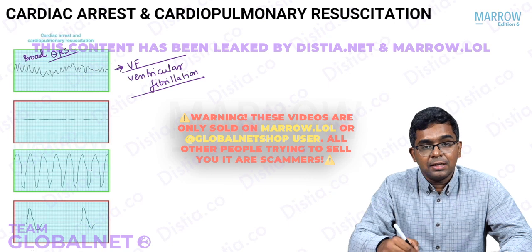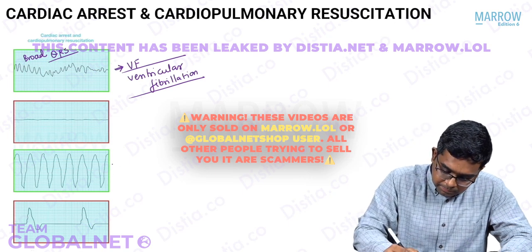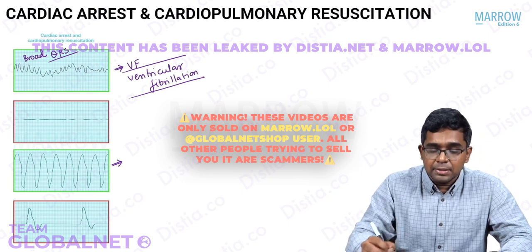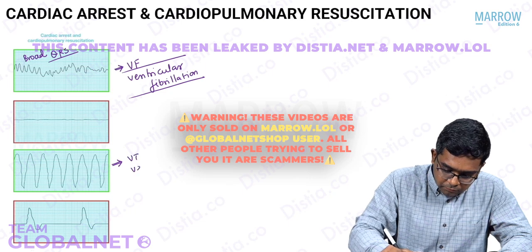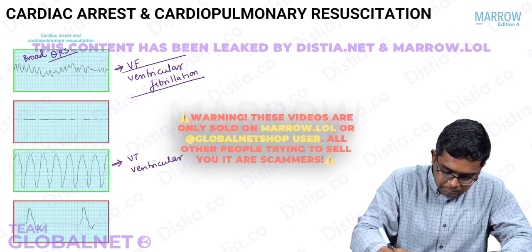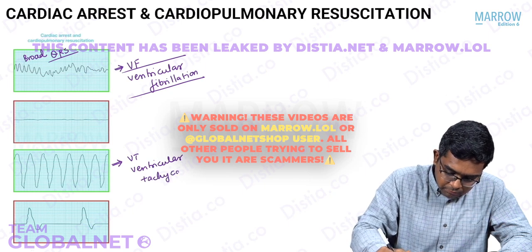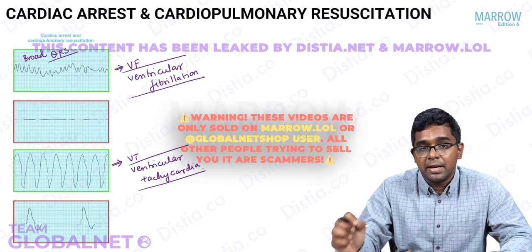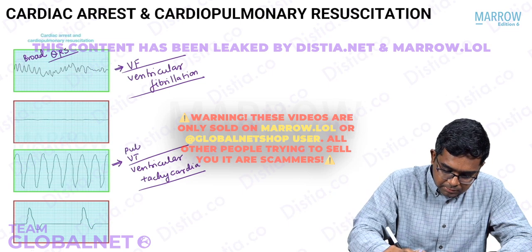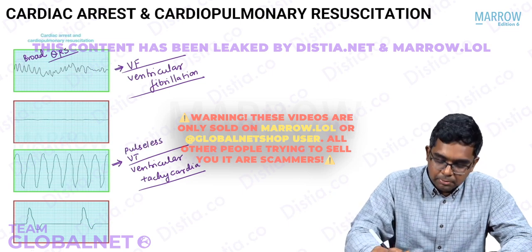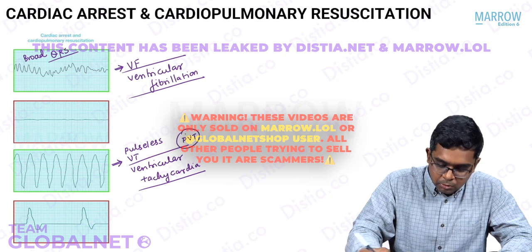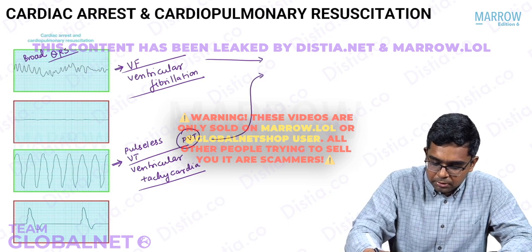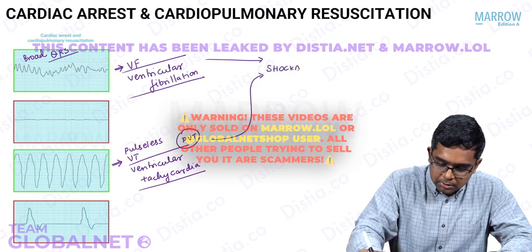Now, look at the third picture. The third picture is again a broad QRS complex, but it looks like a more regular rhythm. And this one is VT or ventricular tachycardia. Because you are encountering ventricular tachycardia at the time of cardiac arrest where the patient doesn't have any pulse, this is called pulseless VT, or in short form remembered as PVT. What is the importance of knowing these two rhythms? These two are shockable rhythms. Don't forget, these two are shockable rhythms.